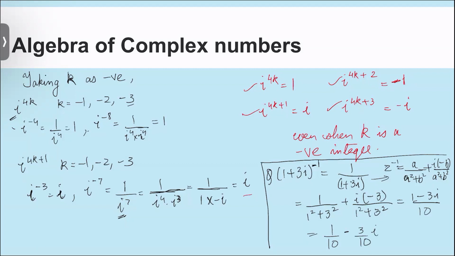Now you can try to find it with minus 2. Then you will have to expand and try to reduce it.